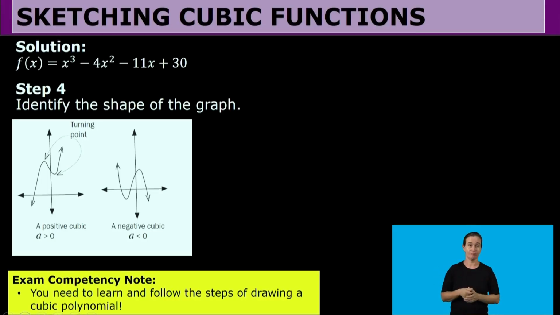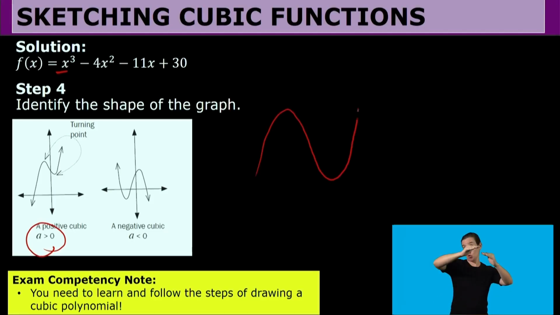Then the last step in the process is to identify the shape of the graph. To help you do that, we look at the coefficient of x cubed and we see whether it's positive or negative. If it is positive, then you have a graph that has first a maximum turning point followed by a minimum. So in other words, it's a positive graph. It starts out sad, but then it ends up happy. Okay? So therefore, when A is positive, you end up happy.